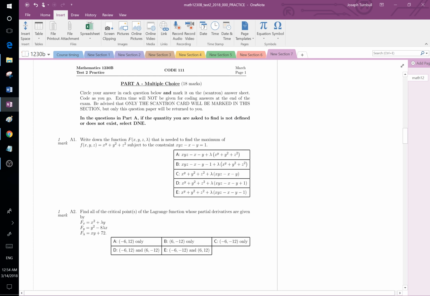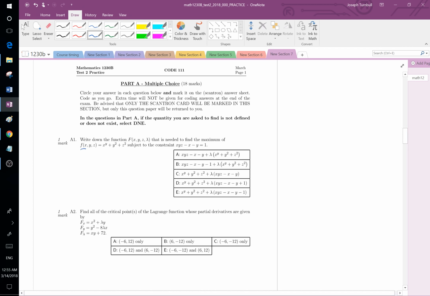Hi everyone, this is the practice test for test 2. First question is asking for the Lagrange function that is needed to find the maximum of a given function, the objective function, subject to the constraint. Our Lagrange function, capital F, is written as our objective function, the function we're trying to find the max or min of, so in this case little f, plus lambda multiplied by our constraint, g.